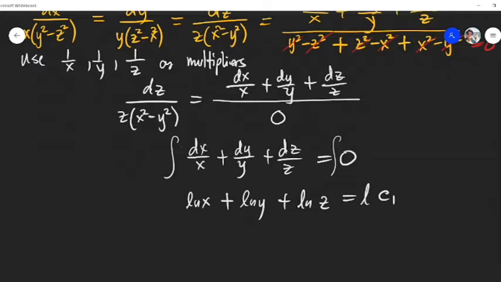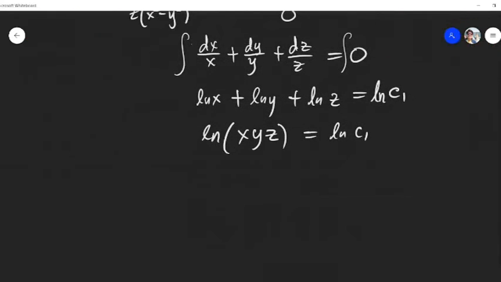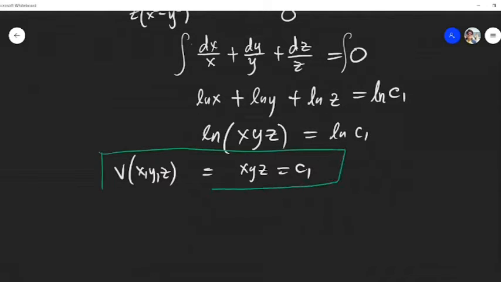And why not we use ln also so that we can cancel the natural logarithm later. So ln of x plus ln of y plus ln of z is just the natural logarithm of their product. So we have xyz is equal to ln of c sub 1. That means xyz is equal to the arbitrary constant c sub 1. And this can be our v of x, y, z. This is our second solution.